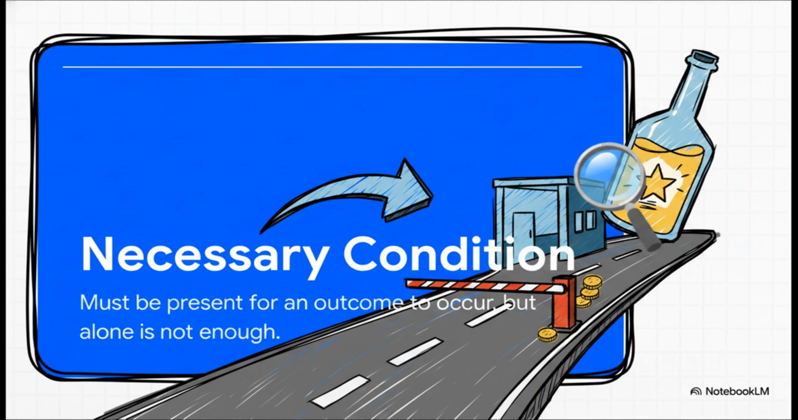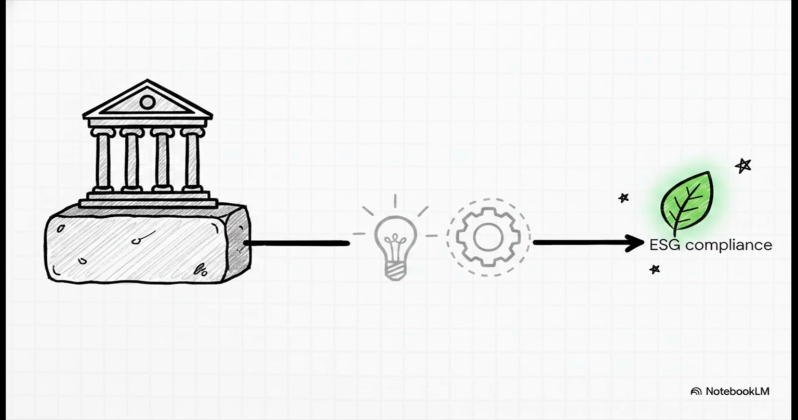If you're examining successful startups, for instance, having a product to sell is a necessary condition. You literally can't have a successful business without one, right? Let's ground this in a real business example from Dr. Mira's session. Imagine you're looking at corporate ESG, environmental, social, and governance compliance.